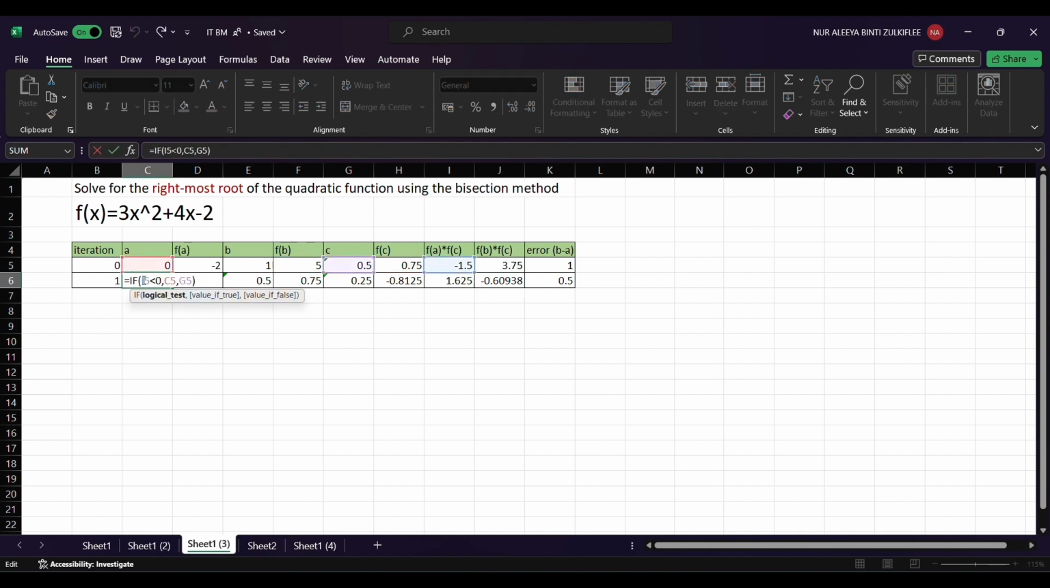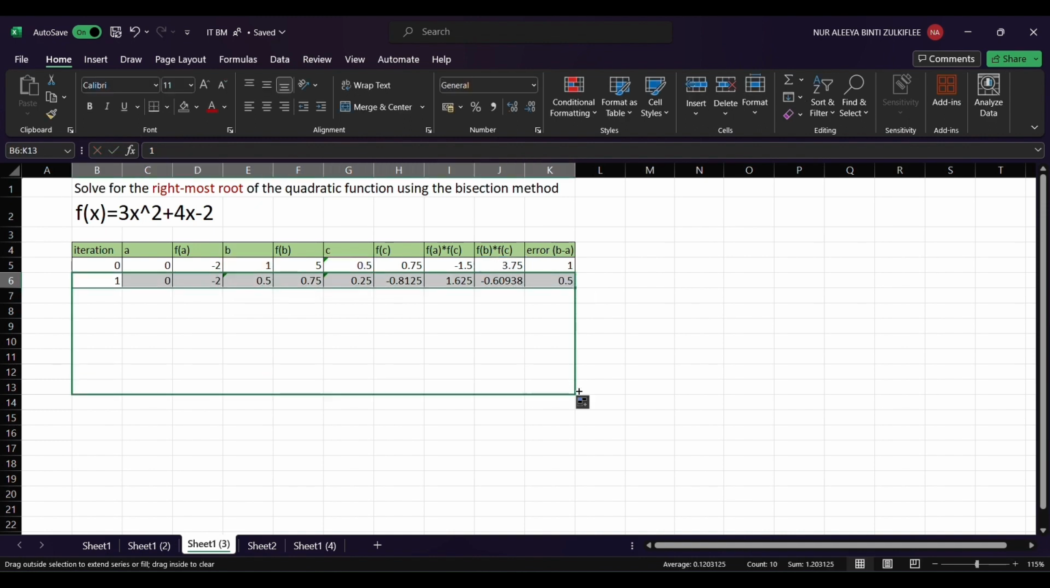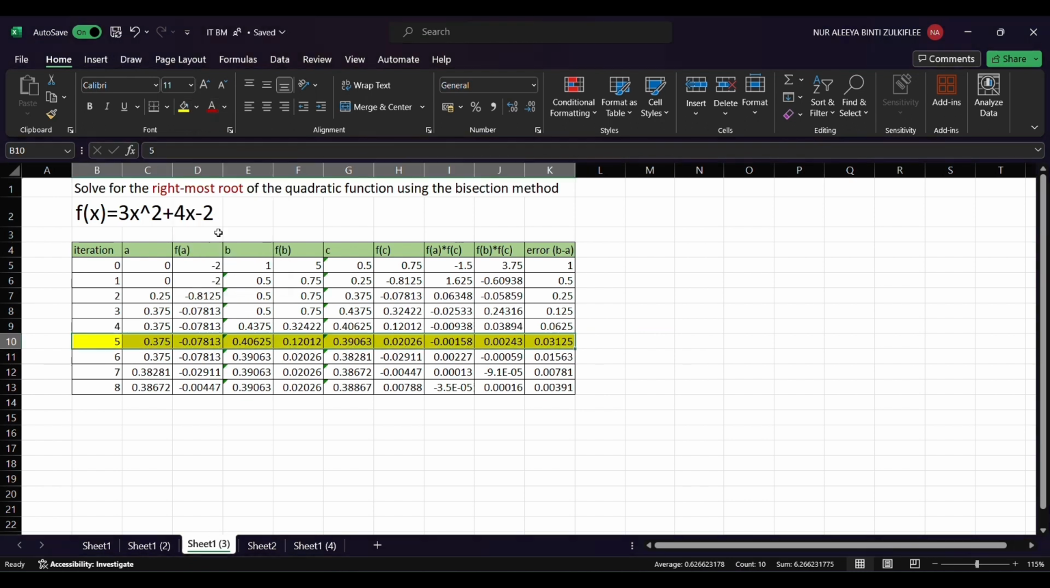Okay, so here we want to give a condition using an if statement, where if fa times fc is less than 0, or a negative value, then the value of a will stay the same. But if it's a false statement, where fa times fc is a positive value, then the value of a will take on the value of c. And then we do the same for the value of b, but here we refer to the column fb times fc. Then we highlight this row and pull it down. And then we find the row where the error is less than 0.05. So here is the range where our root might be.